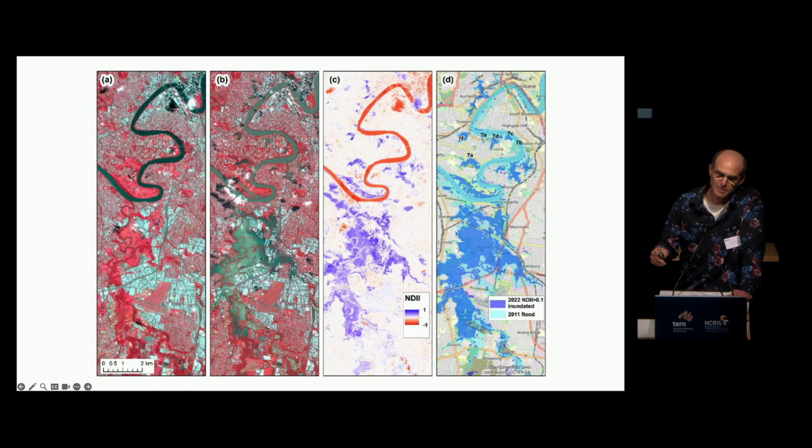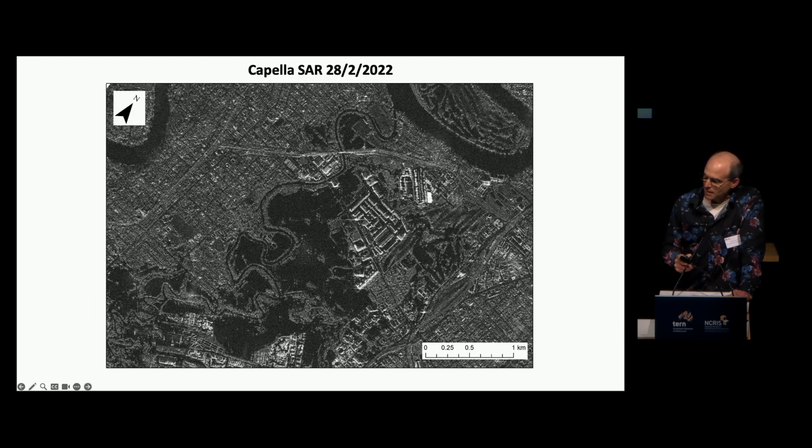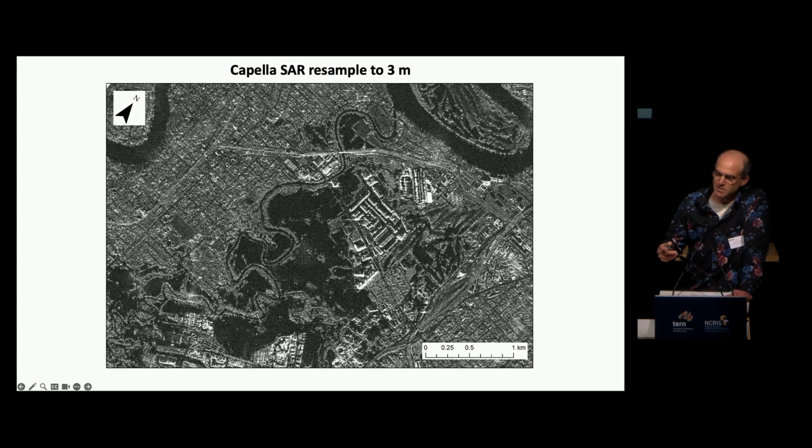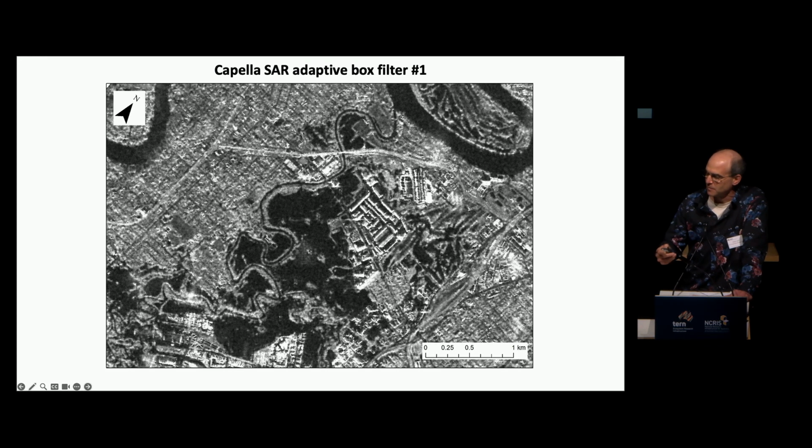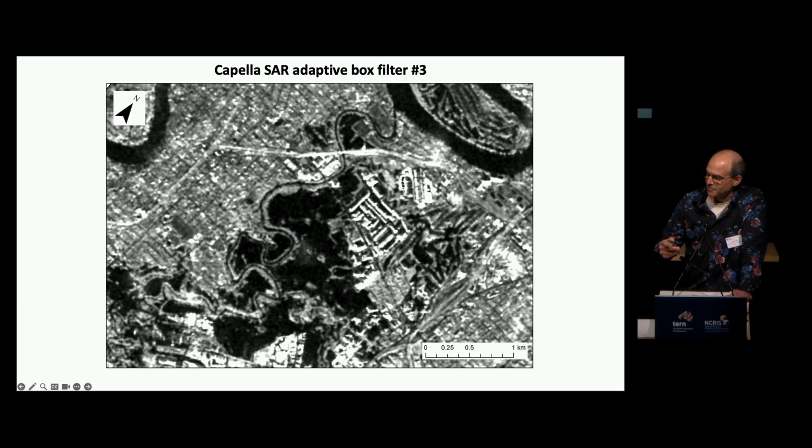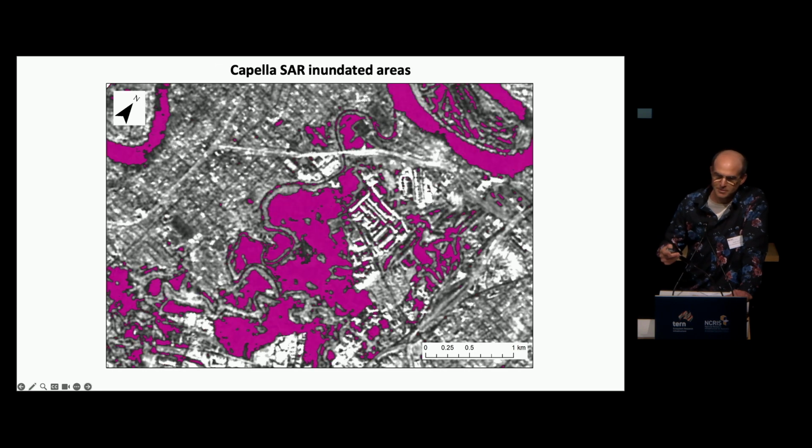These are maps showing a bit more of a regional area, so a larger area was mapped. With the Capella SAR imagery, which covered a smaller area, we also wanted to compare that result to the product of the optical imagery. So using an adaptive box filter to remove some of the noise, and then again, a threshold applied to map the flooded areas.